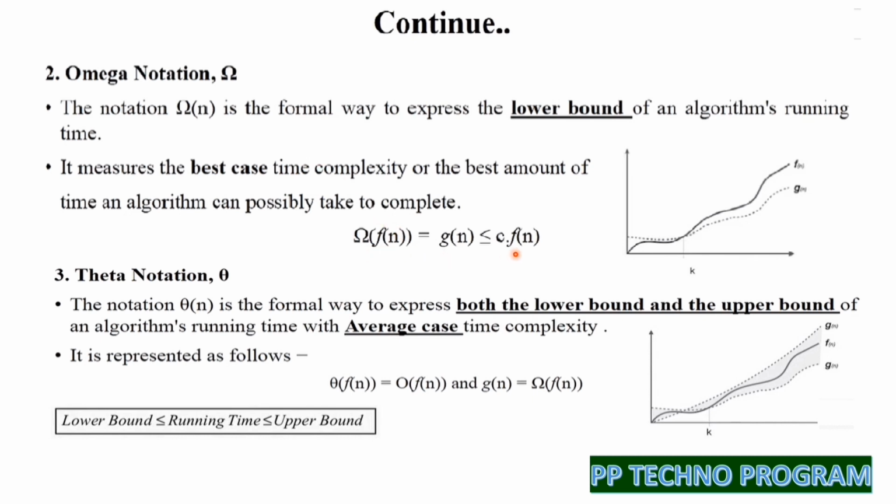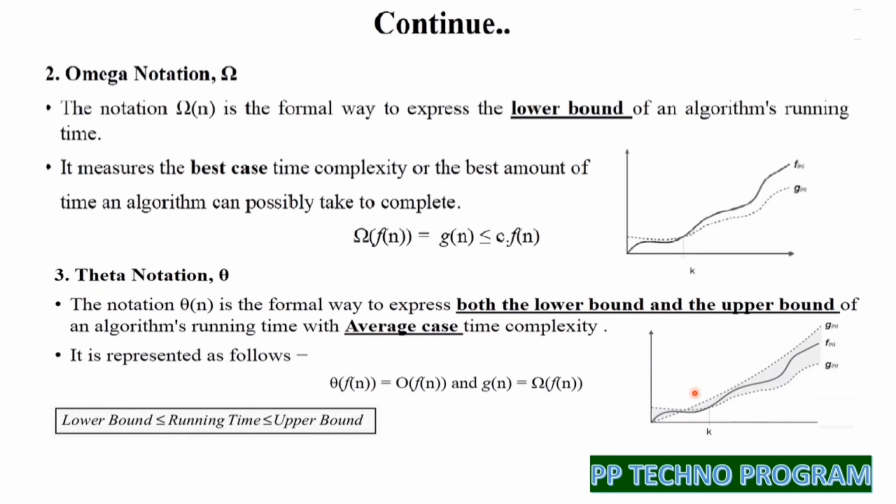So here f of n is the given input, and g of n is the best case. It indicates the lower bound, that means less time. So omega f of n equals g of n, less than f of n. Next one is theta notation. Theta notation expresses both the lower bound and the upper bound of an algorithm's running time, that means the average case time complexity.